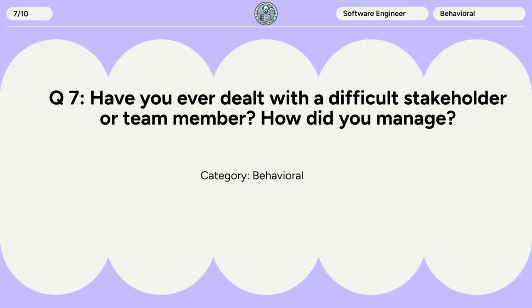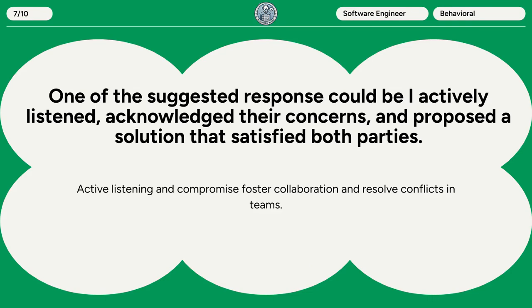Question 7. Have you ever dealt with a difficult stakeholder or team member? How did you manage? One of the suggested responses could be: I actively listened, acknowledged their concerns, and proposed a solution that satisfied both parties. Active listening and compromise foster collaboration and resolve conflicts in teams.